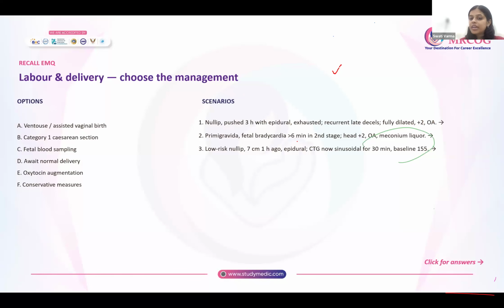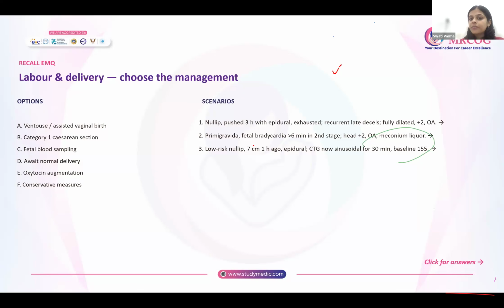Primigravida, fetal bradycardia more than 6 minutes in second stage, head +2, occipito anterior, meconium liquor. Now, fetal bradycardia, head +2, occipito anterior, meconium liquor, again is an indication for assisted vaginal birth. Here also no contraindications, and since fetus seems to be compromised, we won't look for whether she has pushed for 1 hour, 2 hours or 3 hours. Since fetus is compromised, we need to expedite the delivery. Hence again, ventouse or assisted vaginal birth should be the answer.